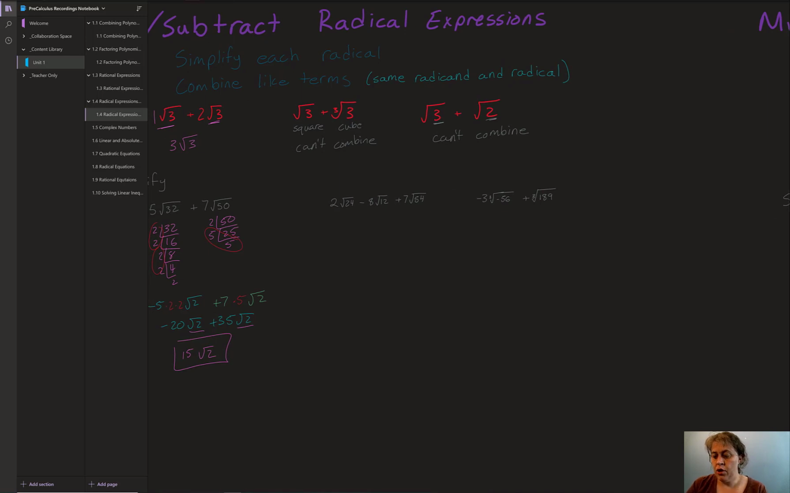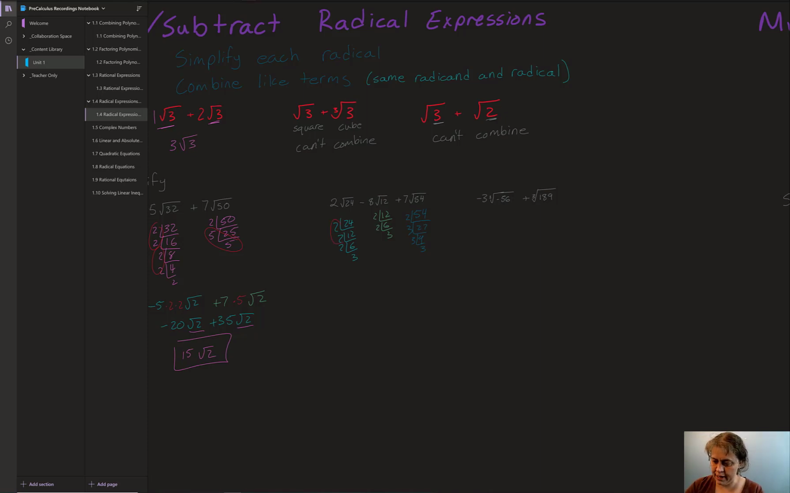So 24 is 2, 12, 2, 6, 2, 3. And then 12 is 2, 6, 2, 3. And then, did we already do 54? I don't think we actually did 54. So we get to do that one. Yay, 2, 27, 3. 9 and 3, which is 3.